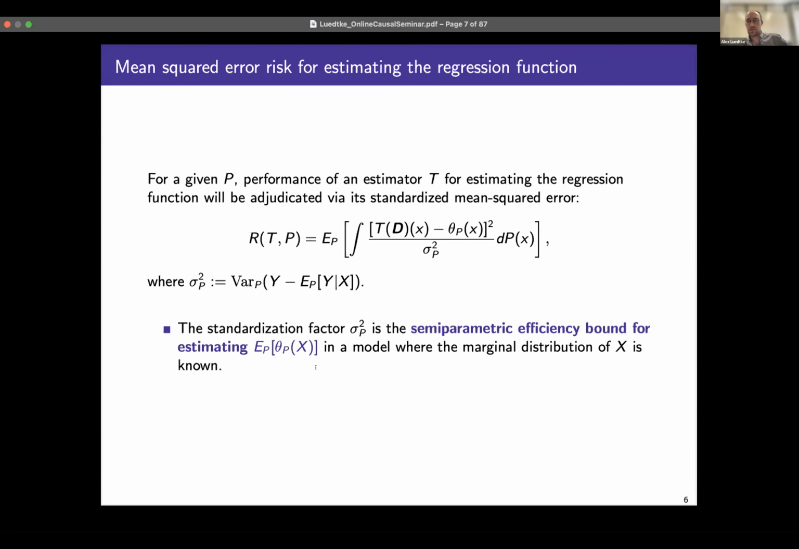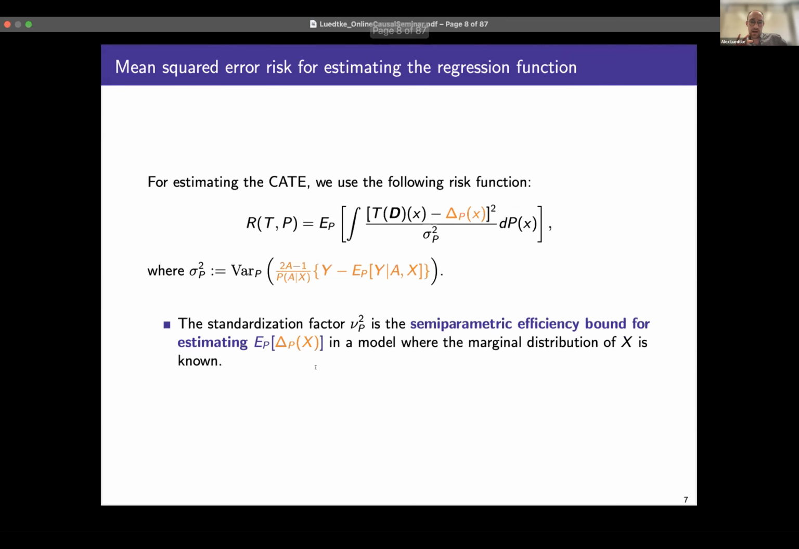Okay, so now I'm going to transition to the CATE function. And in orange, I'm just going to highlight the differences from the previous slide. It's really almost the exact same setup in terms of the risk function. The only things that change, well, first of all, we're not estimating theta, the regression function, anymore. We're estimating delta, the CATE. Second of all, we standardize by something different. We're not standardizing by the variance of the residual anymore.